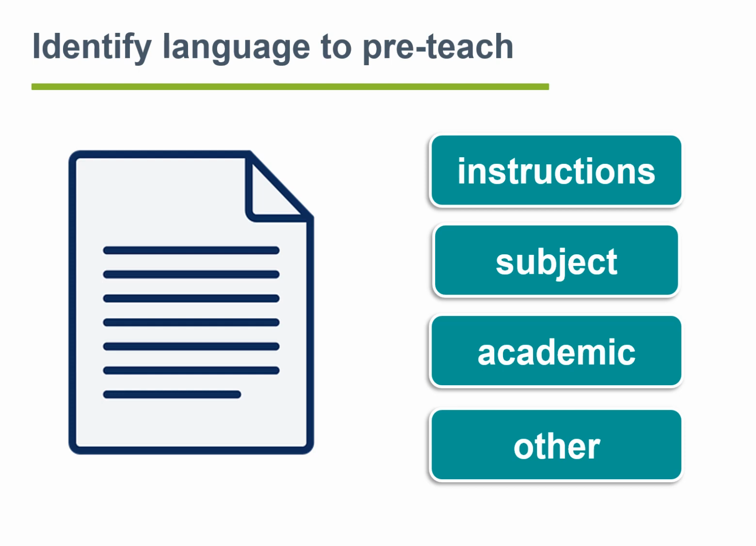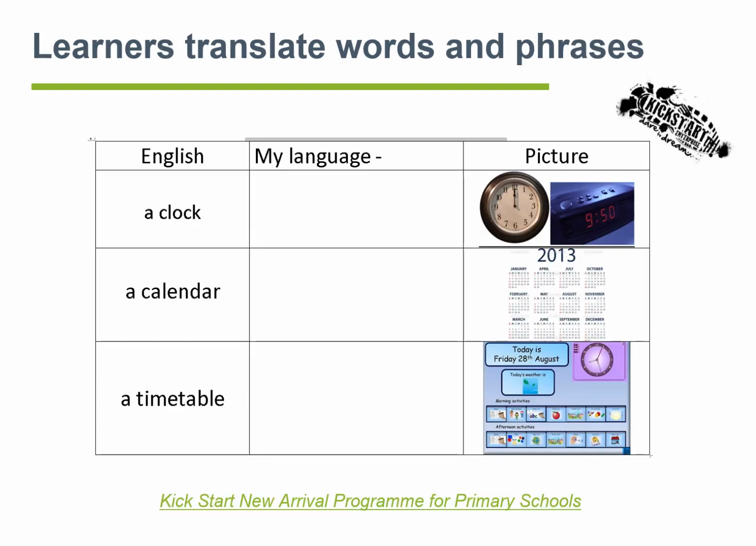Then you might want to separate these items into different lists so that your learners understand how the language has been grouped. For more information about kinds of key language, watch Pre-Teaching Part 1. Then you can ask your learners to translate these key items into their home language. It's helpful to include visuals as part of your translation lists, such as this example from the Kickstart New Arrival Programme for primary schools.